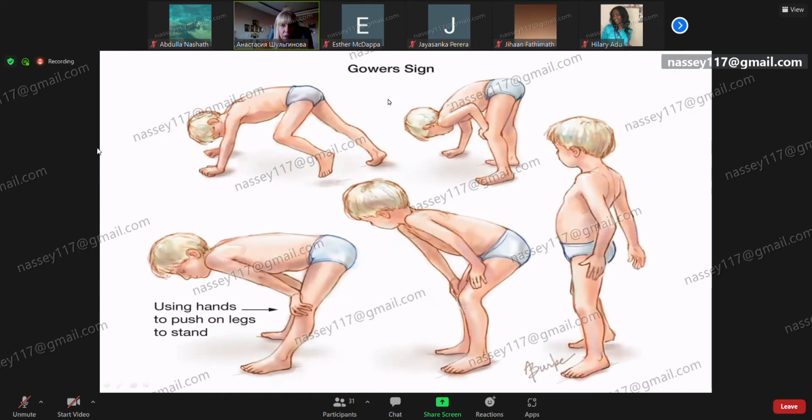Illustration of Gower sign, using hands to push on the leg to stand up. I cannot stand like all other babies and all other people.